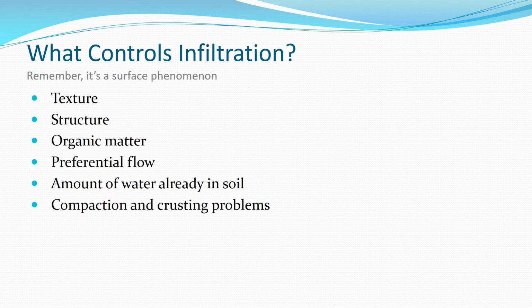Preferential flow and amount of water already in soil, both of these things have to do with either the presence of biopores or if the soil is already saturated, then obviously no more water can come in, and so that's going to decrease infiltration.